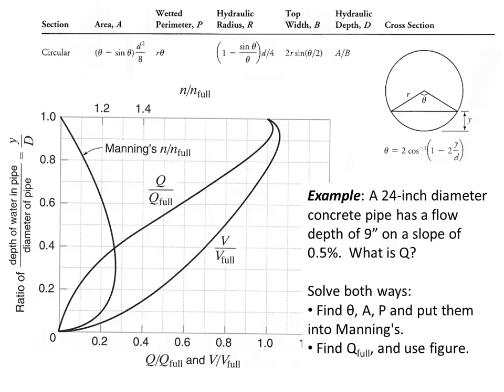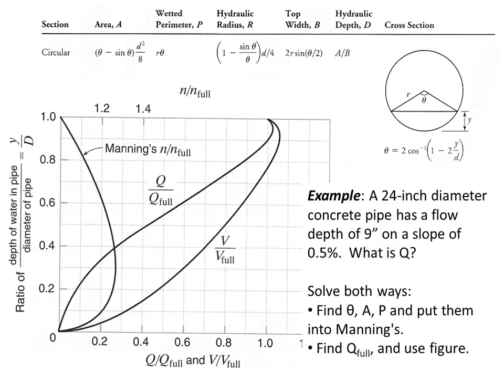And so I wanted to show you another way besides the chart method of solving the problem. If we find the angle, 2.63 radians, and from that we can find the area and the wetted perimeter, then we can substitute these values into Manning's equation and solve directly without having to use the chart. Except that when the pipe is partially full, the N value isn't the same as the N value would be if it was full.